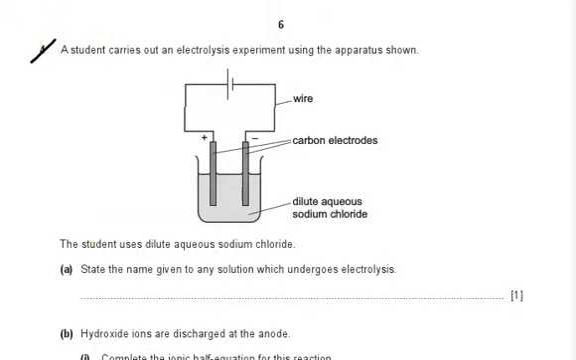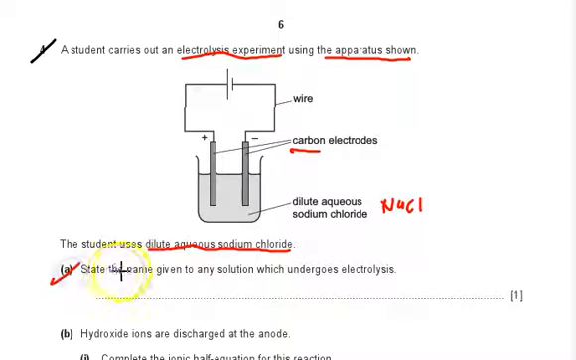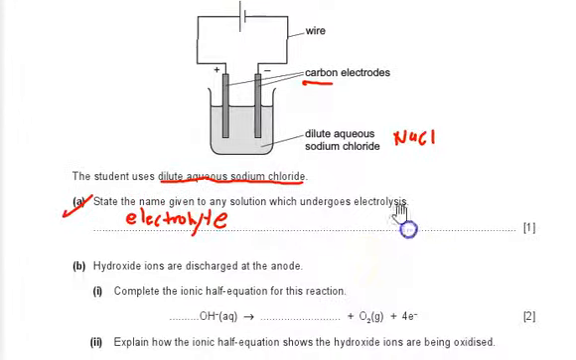So a student carried out an electrolysis experiment using an apparatus shown. This is the apparatus. So we have a carbon electrode and dilute sodium chloride. Okay, the student uses a dilute aqueous sodium chloride. Okay, state the name given to any solution which undergoes electrolysis. So this is electrolyte. Okay, electrolyte. Okay, now you have a 1 mark here.